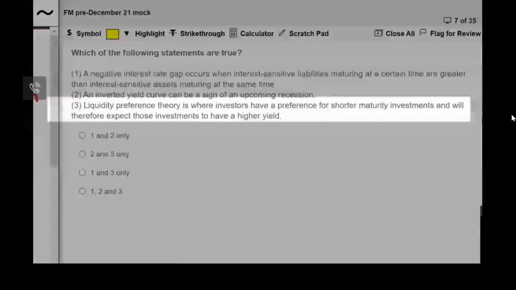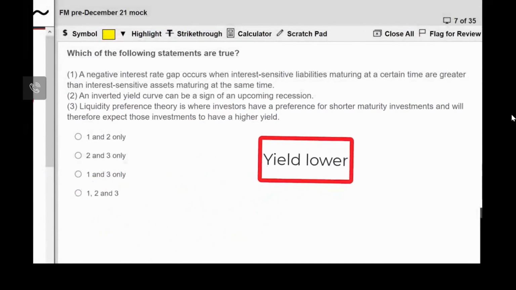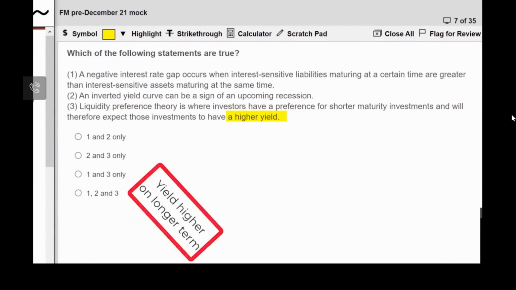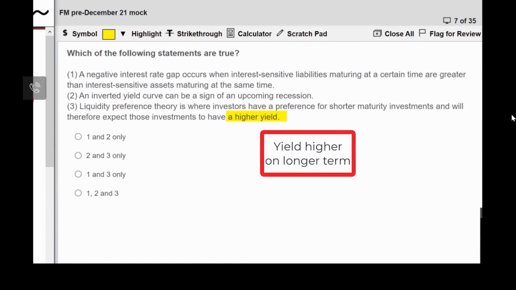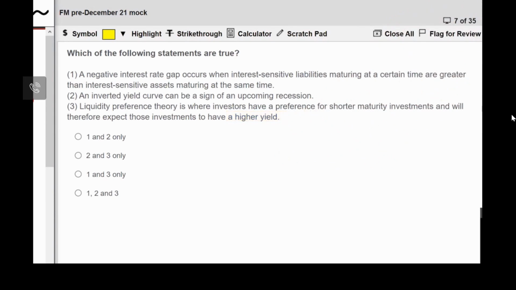Then number 3 says liquidity preference theory is where investors have a preference for shorter maturity investments and will therefore expect those investments to have a higher yield. Well, liquidity preference does say that investors do have a preference for shorter maturity investments, but that demand means that the yield would be lower. It's actually the opposite. The yield will be higher on the longer term investments to compensate investors for investing over a longer period of time. So number 3 is not true. The answer is 1 and 2 only.